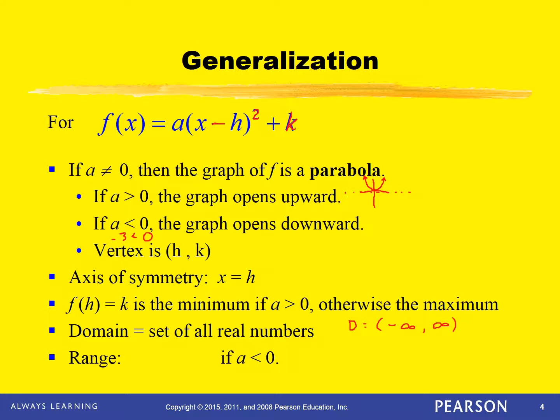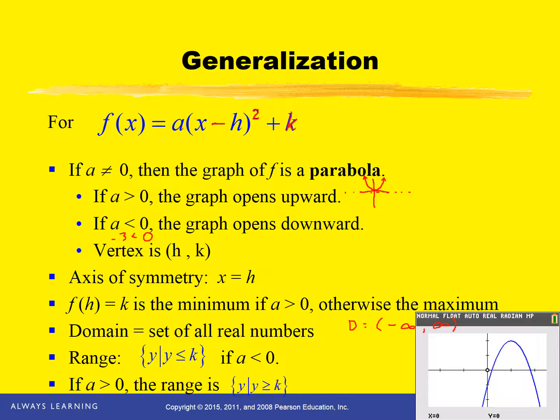Range, well, if it's like the one that we just had with -3 as the lead coefficient, then that's the top. That's the greatest y value. And so the set of all y such that y is less than or equal to k is going to be that range, the set of y values for that function. Of course, that's going to be greater than or equal to if the lead coefficient is positive.